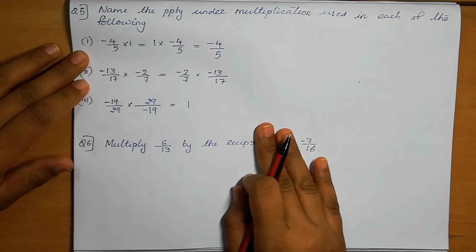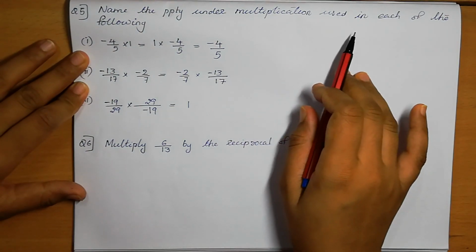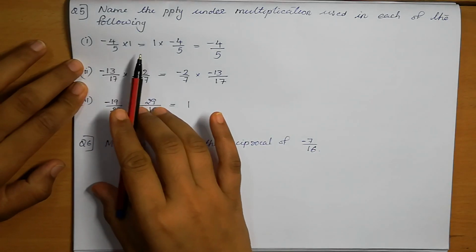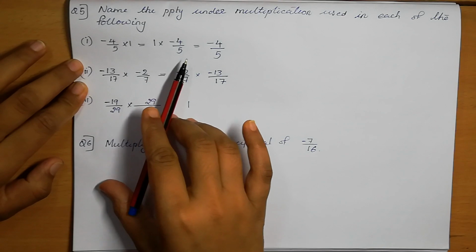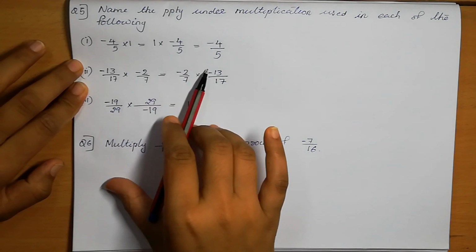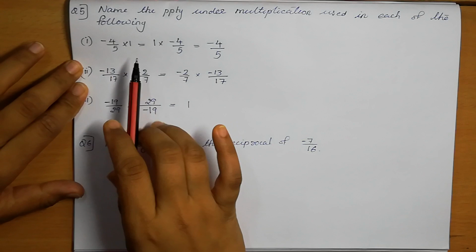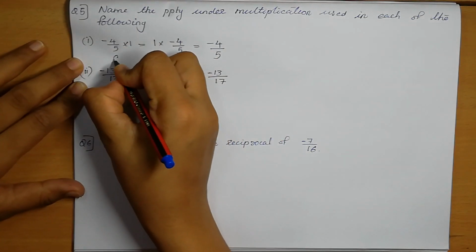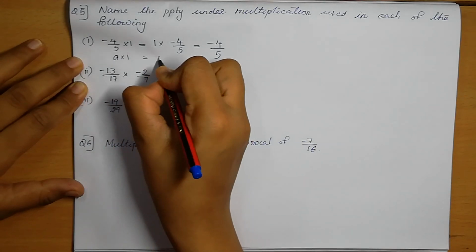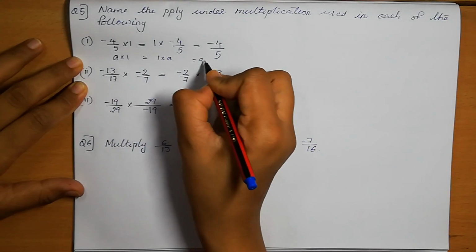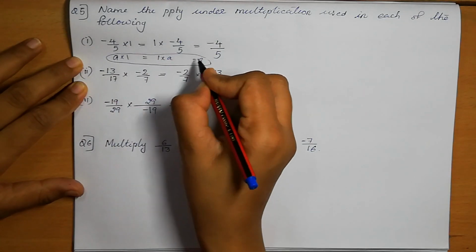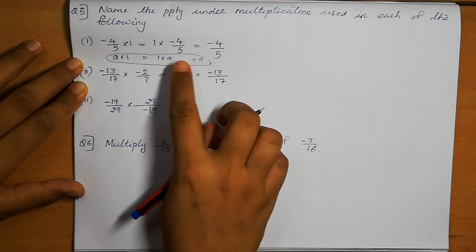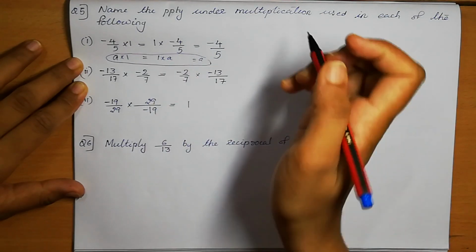Question number 5. Name the property under multiplication used in each of the following. First one, minus 4 by 5 into 1 equal to 1 into minus 4 by 5 equal to minus 4 by 5. That means a number multiplied with 1 gives that number itself, right? So this is in the form of a into 1 equal to 1 into a equal to a. Correct. So this is which property? Multiplicative identity. Correct. So 1 is the multiplicative identity.